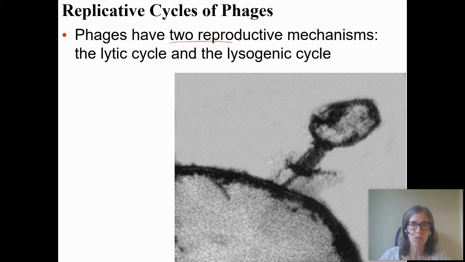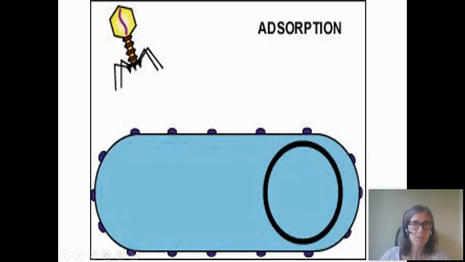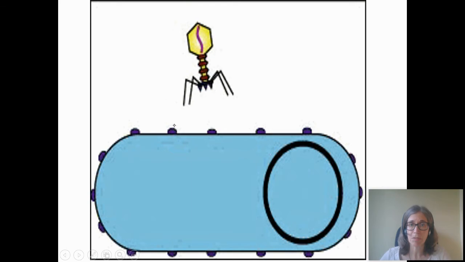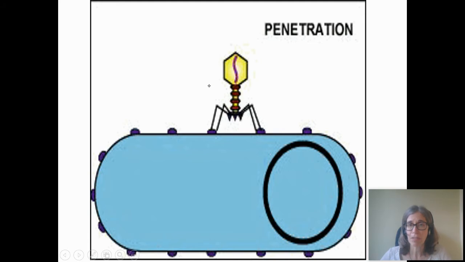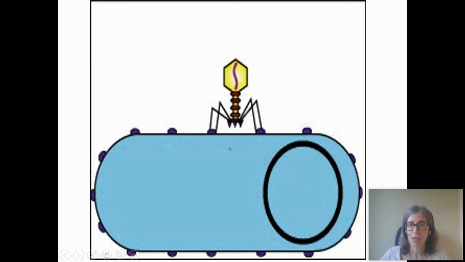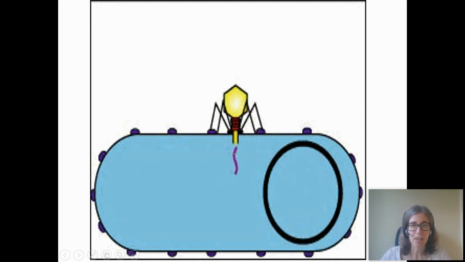So phages have two reproductive mechanisms, the lytic cycle and the lysogenic cycle. The lytic cycle is a smaller word and it's quicker. So the virus attaches to the receptors. It's a very specific attachment. If it can't attach, then it doesn't infect that one. The protein for bacteriophages stays outside. The DNA or RNA gets injected inside. And then it just goes to town.